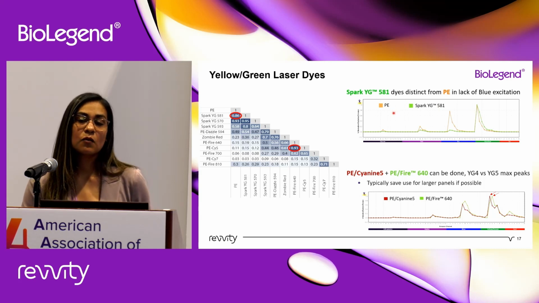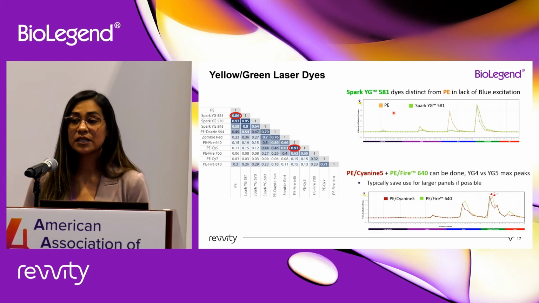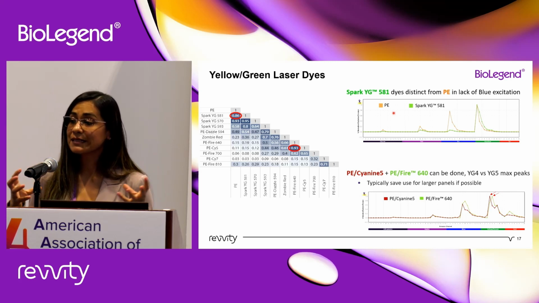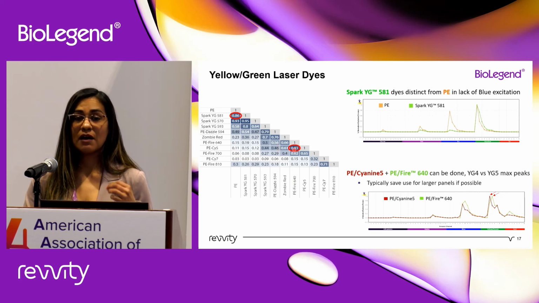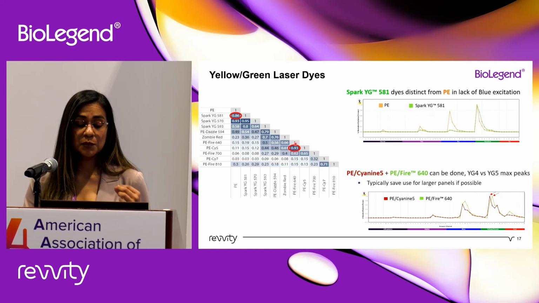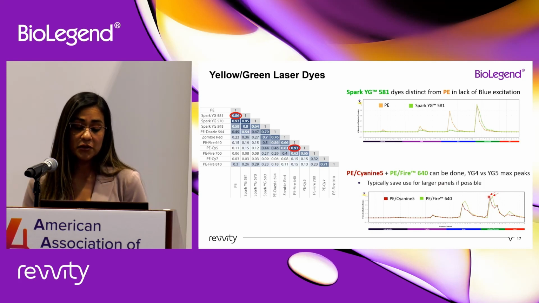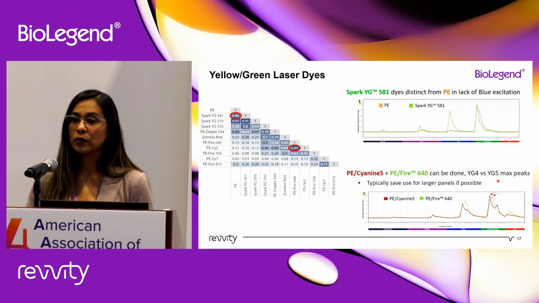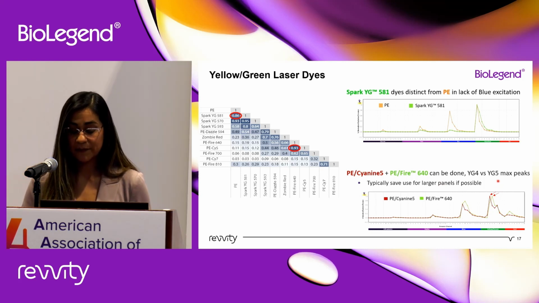And when we start working with very large panels, we are going to have the necessity to include dyes that are very similar, as it is the case of PE5 and PE640. Those two have a very high similarity index, 0.93, but because their maximum peaks are in different channels, we can still put them together in our spectral cytometry panels. But if possible, we would like to reserve those combinations for very large panels just when it's necessary.